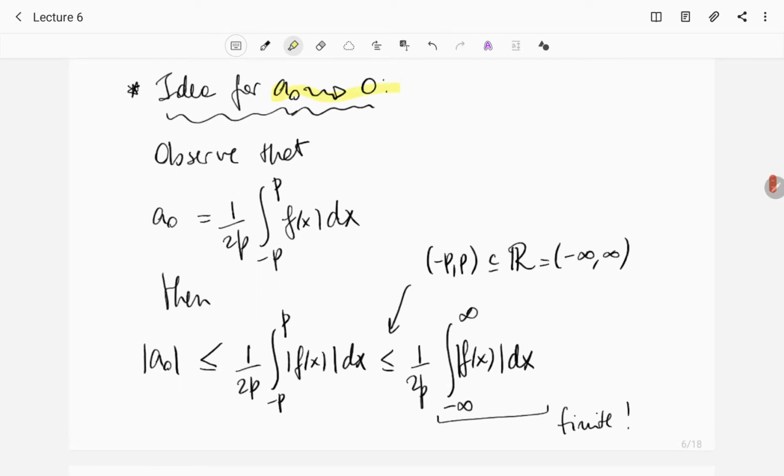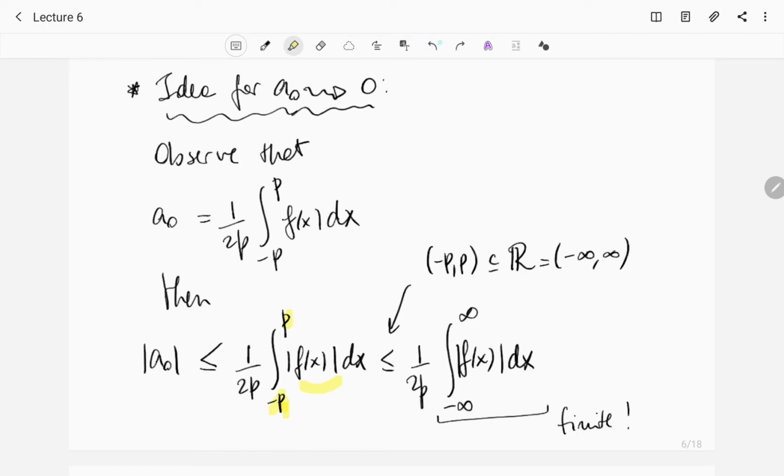For a0, let's see that it goes to 0, because a0 doesn't have a representative in the Fourier integral representation, so we should check that it goes to 0. If you remember the definition in Euler's formula to compute a0 for a 2p periodic function, we have this. If we put the absolute value, we have this inequality where the absolute value goes inside the integral.